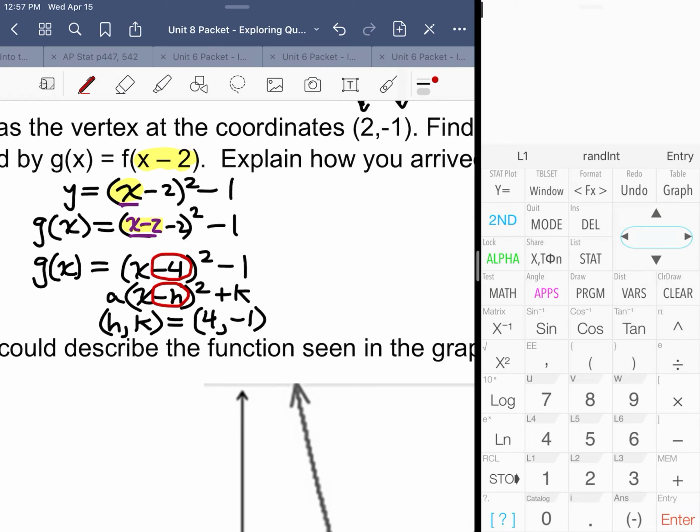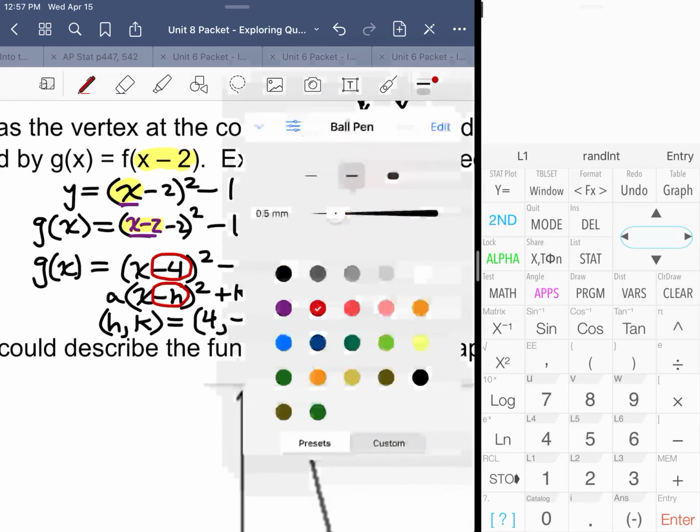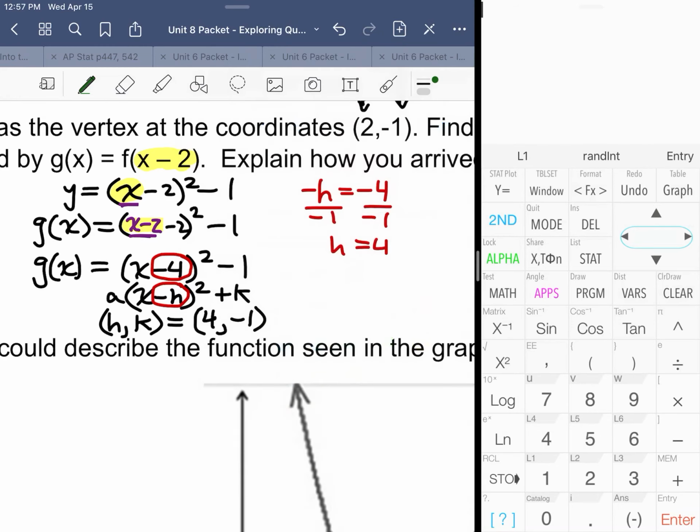A more, I'll call it analytic way of doing it, would be to take the two things that you're concerned about and set them equal. So -h equals -4. Solve for h. So we divide both sides by -1. And you get h equals 4. You could also do the same thing here. I'm gonna go green for those keeping score at home. We would have k equal to -1, and that one's a little bit more obvious. All right, so either way you can get it.